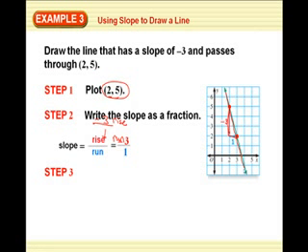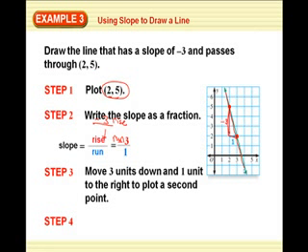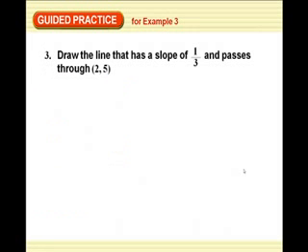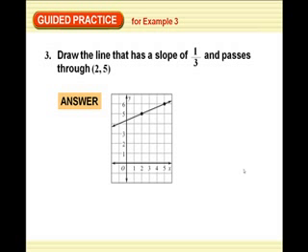And they're doing the same thing. And then you just count it out and draw that line. Okay, so draw the line that has a slope of 1/3 and passes through (2, 5). I don't know if they give us, well, let's do that. Okay, so (2, 5). This is the answer, but let's just go through this.